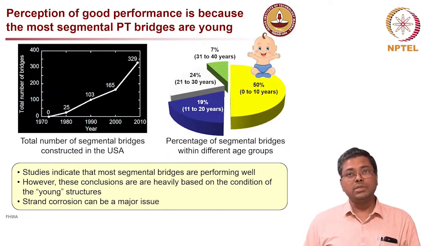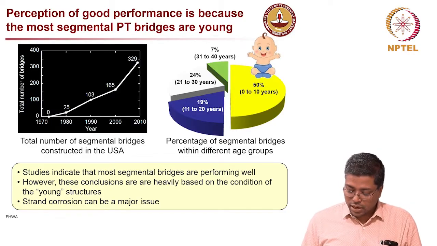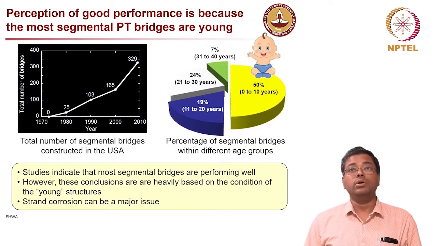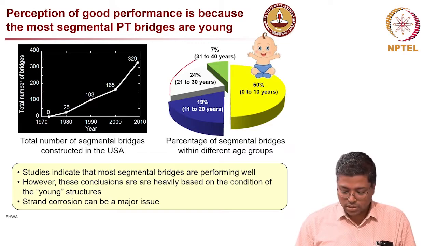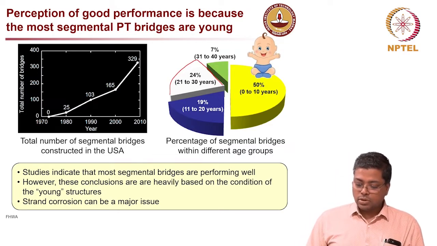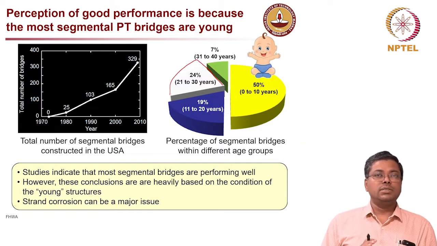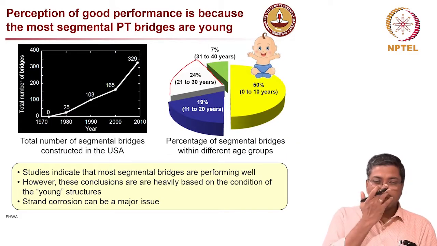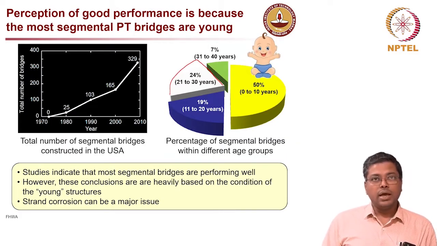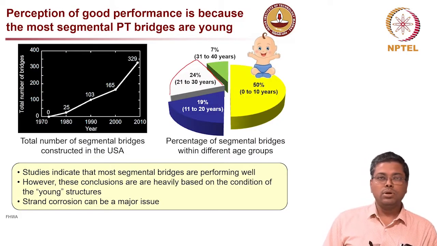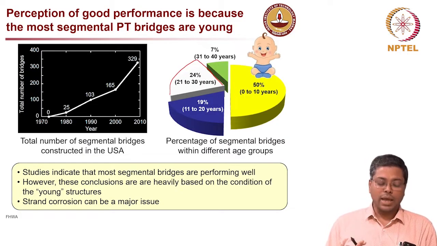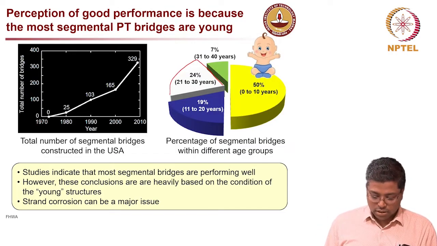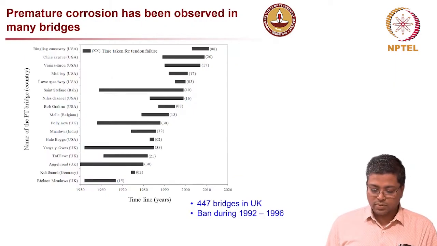But as time passes, we will see that the size of this yellow region is going to reduce, and the green, white and blue are going to increase. This is also a pie chart here. Okay, so let us not judge the long-term performance of these structures based on the short-term performance. It's very important to understand this, and we really have to do things so that these young structures will last as long as they are desired to last. So the protection of strand from corrosion is very, very important.